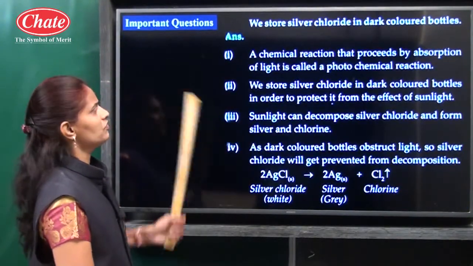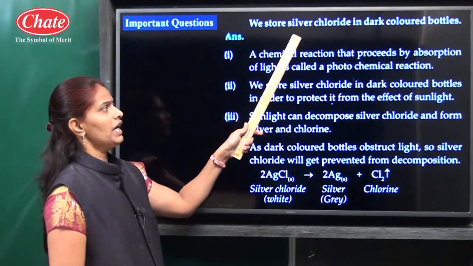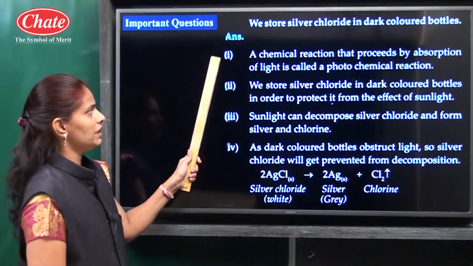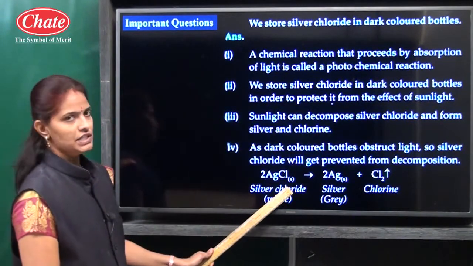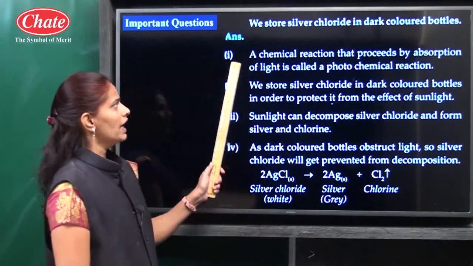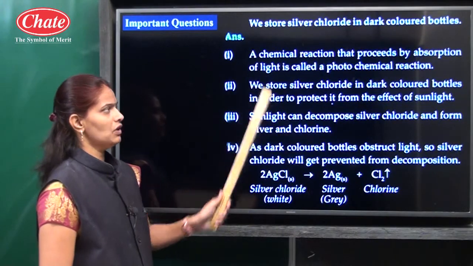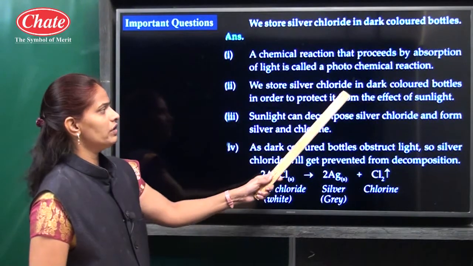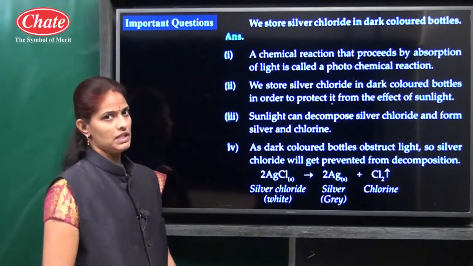Then the next important question from that: we store silver chloride in dark color bottles. So for the answer, you have to write it point wise, and the reaction is there. This question is for 2 marks in the board exam. The answer: a chemical reaction that proceeds by absorption of light is called a photochemical reaction. We store silver chloride in dark color bottles in order to protect it from the effect of sunlight.